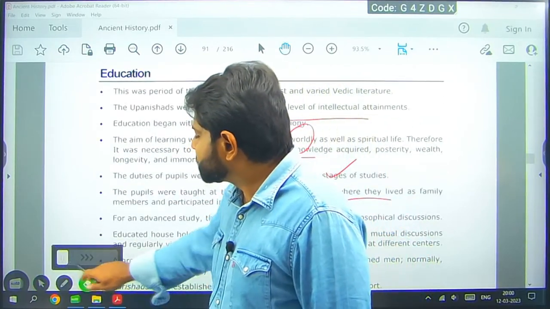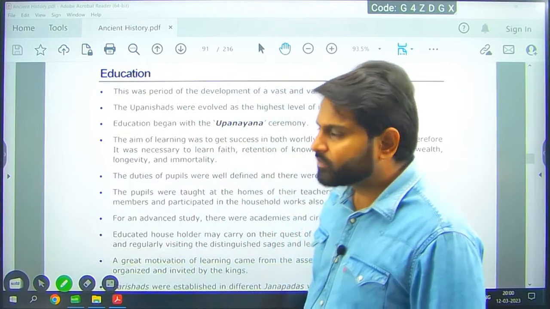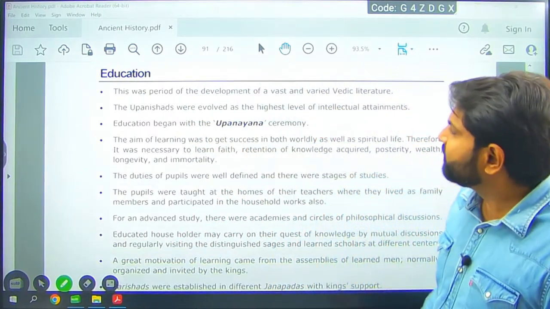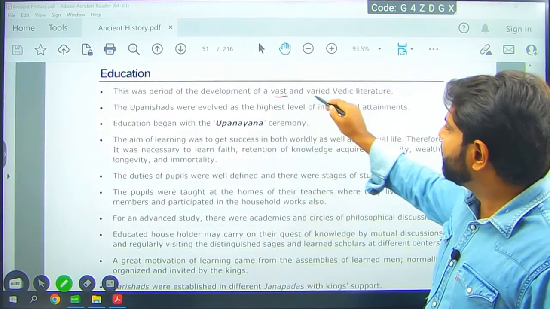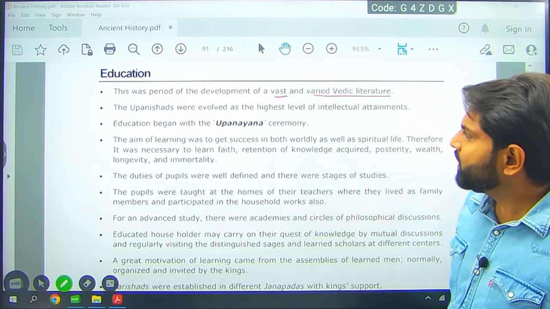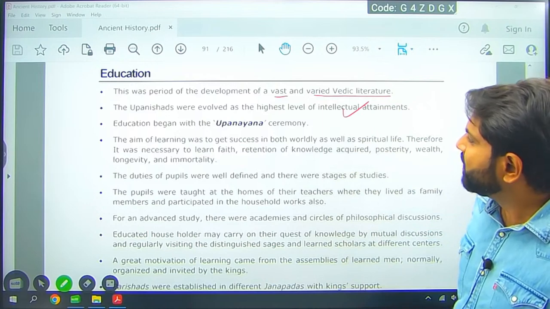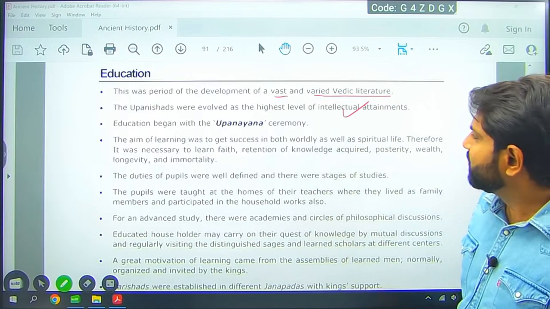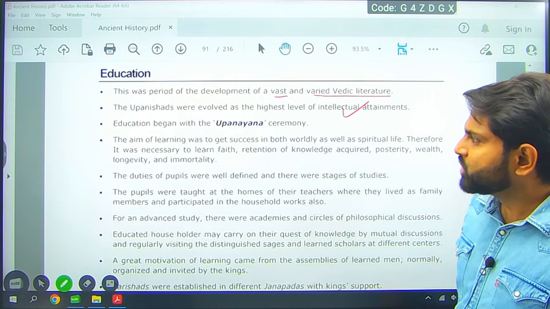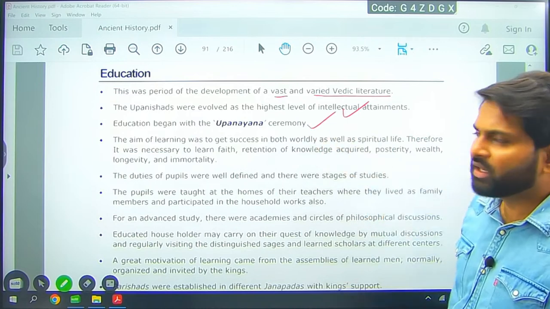Don't compare it to the present period or medieval times. This was the period of development of vast and varied Vedic culture. The Upanishads became diversified, and these are the highest level of intelligence. Education began with the Upanayana ceremony.